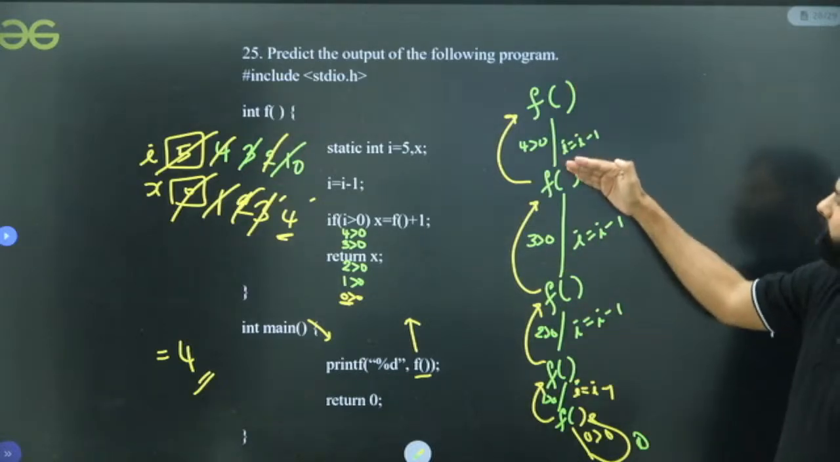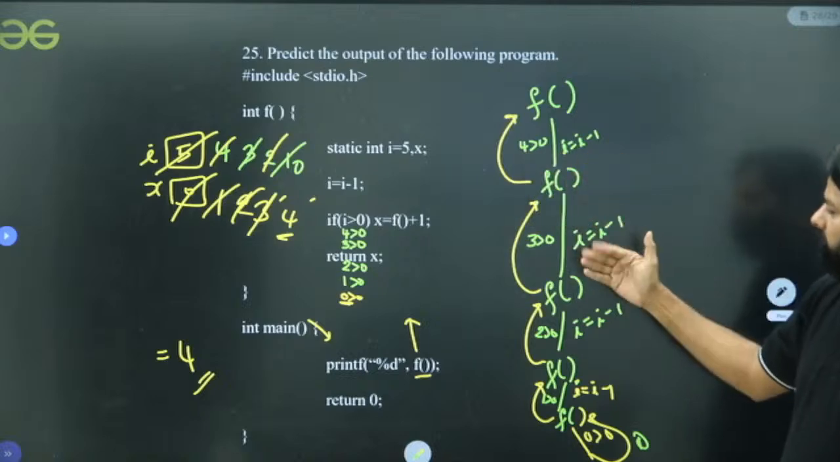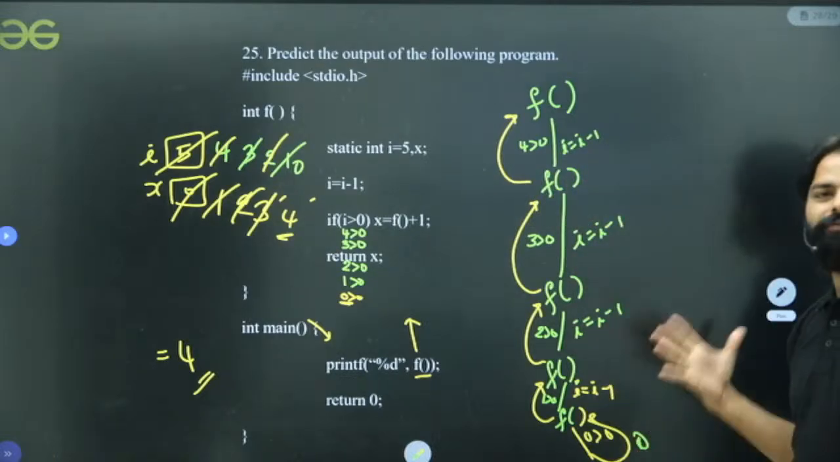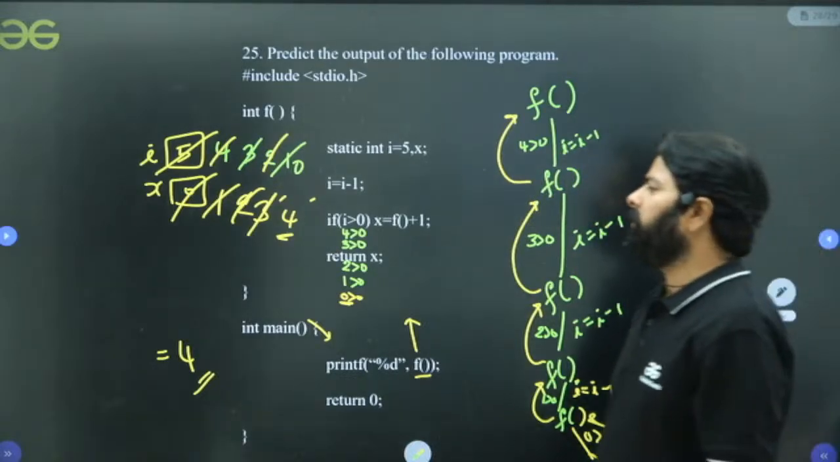Why did you call this? Because 4 is greater than 0. Why did you call this? 3, 2, 1, and it's easy to understand.